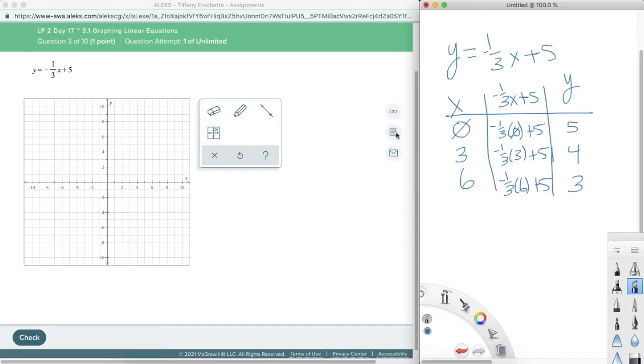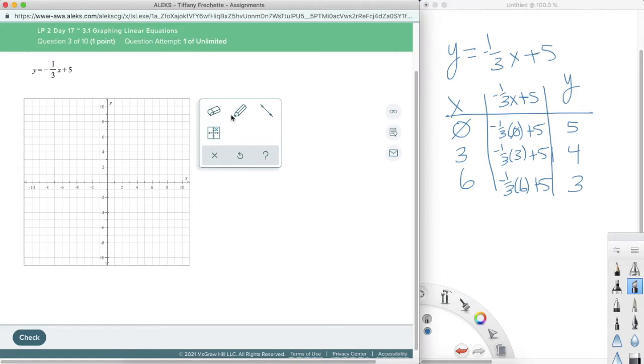So now I have my 3 points, and I can plot them. So I have 0 and 5, and I have 3. Oops, sorry, doing that backwards. 3 and 4. I almost got myself mixed up there. And then 6 and 3.